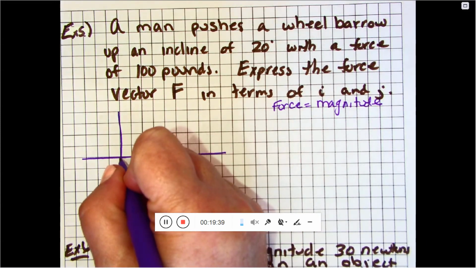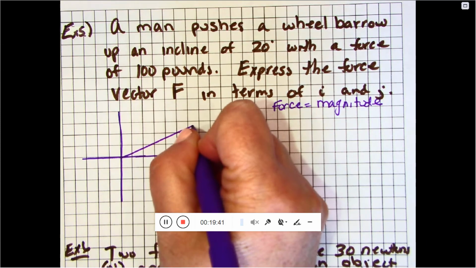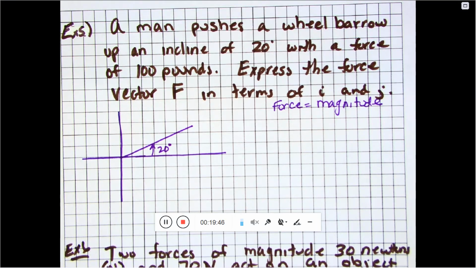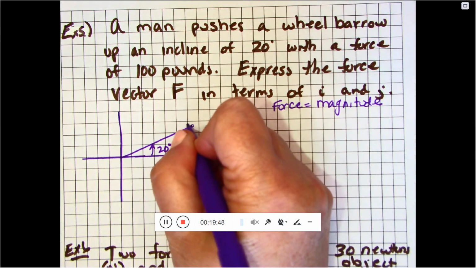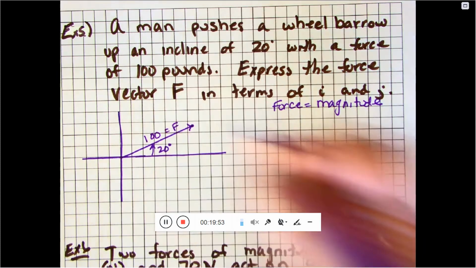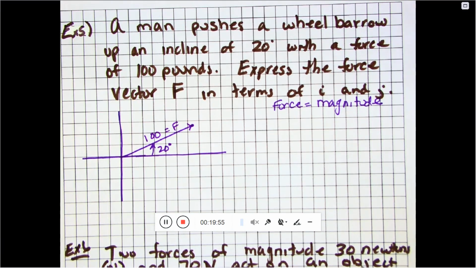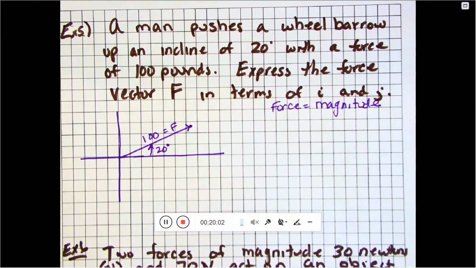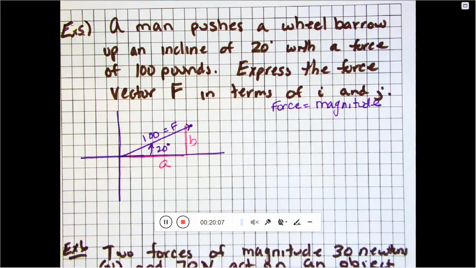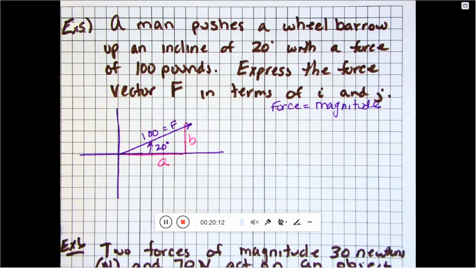Magnitude can either be the force or it could be the length. So what it's saying is there's a man pushing a wheelbarrow up an incline. This incline makes a 20-degree angle with the positive x-axis, and the length of this vector is 100. The force and the magnitude are the same thing. What we need to know is the horizontal component of this vector, which we'll call A, and the vertical component of this vector, which we call B. Well, we simply use trigonometry to find this.